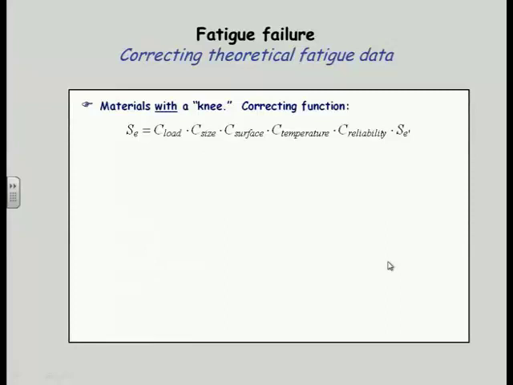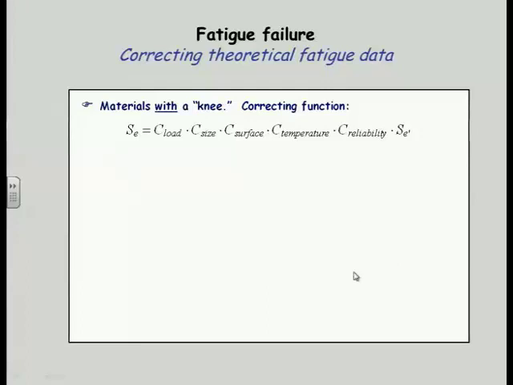Now, what do we do with this S sub E prime? Well, we have to recognize, first of all, that the S sub UT number is coming out of a carefully made, polished, nicely finished, small test specimen. That's what they stuck in the test machine, right? And it's got a nice surface finish. It's only 3/10 or so in diameter, or something in that ballpark. Maybe 3/8 of an inch.